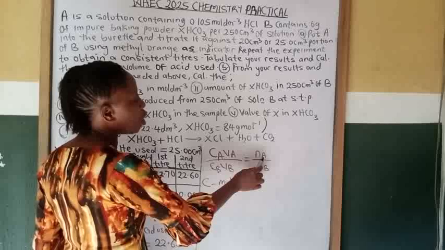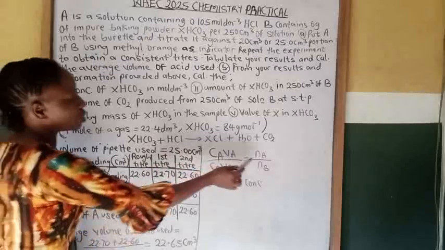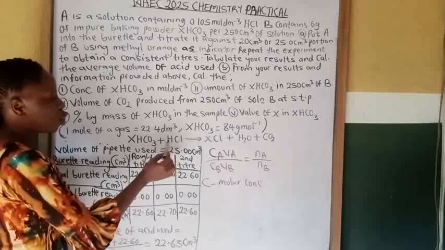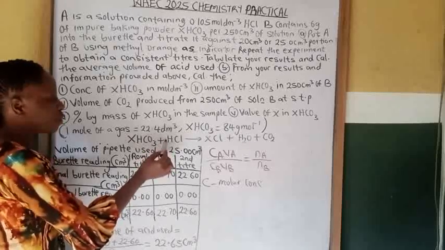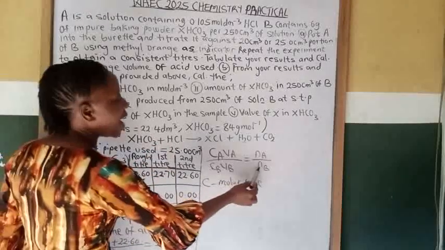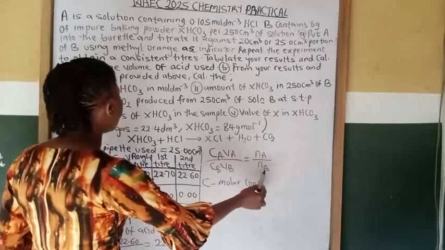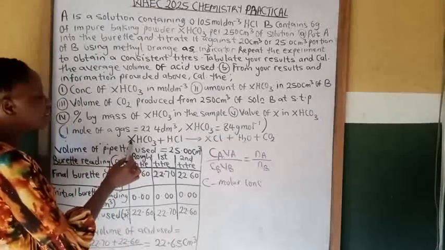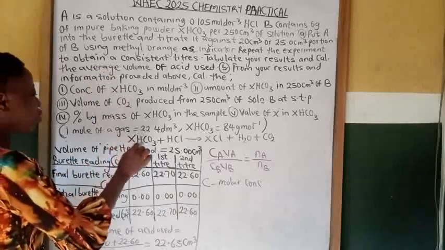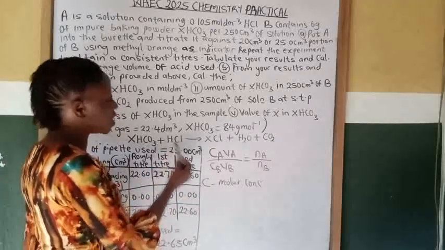Na is the number of mole of acid. You derive your number of mole of acid from the equation of the reaction. According to this equation, our acid is HCl, so the number of mole is the coefficient of this HCl. Then Nb is the number of mole of base. Our base is XHCO3, which will be stated in your question. Hydrochloric acid, as you know, is an acid.